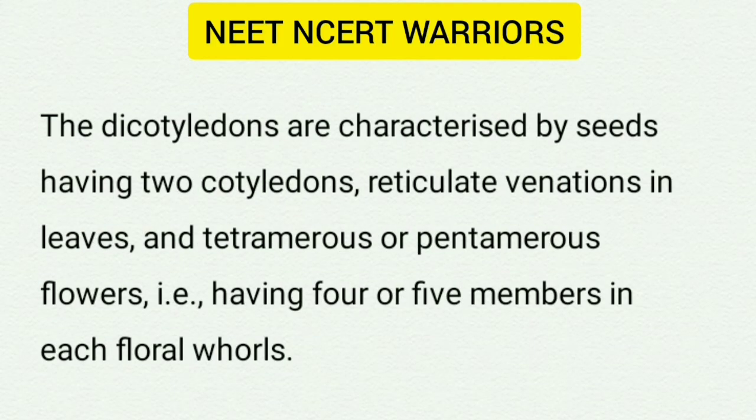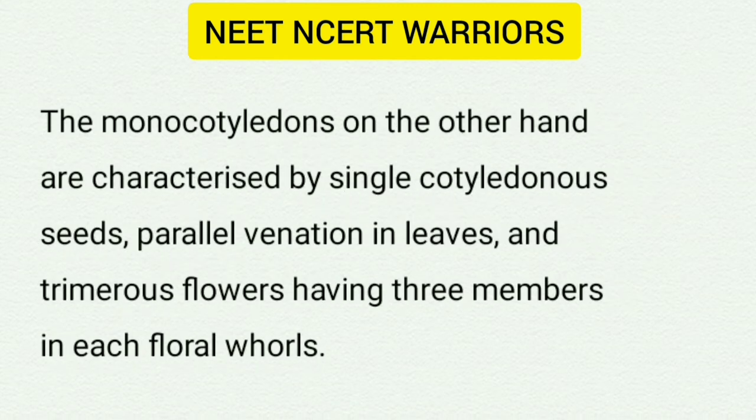The dicotyledons are characterized by seeds having 2 cotyledons, reticulate venation in leaves, and tetramerous or pentamerous flowers, that is, having 4 or 5 members in each floral whorl. The monocotyledons, on the other hand, are characterized by single cotyledonous seeds, parallel venation in leaves, and trimerous flowers having 3 members in each floral whorl.